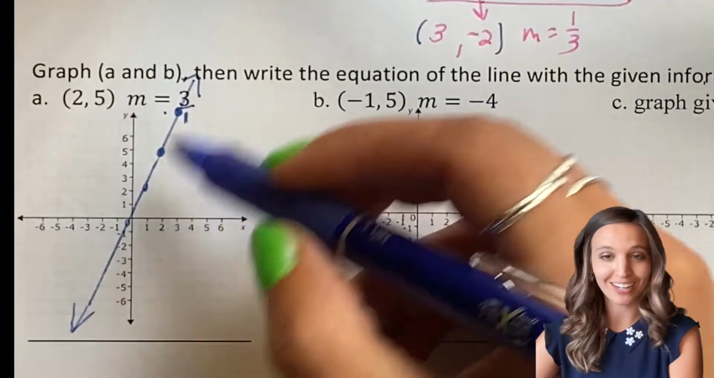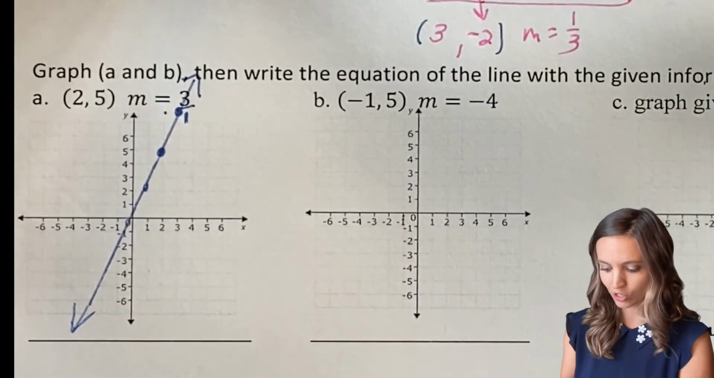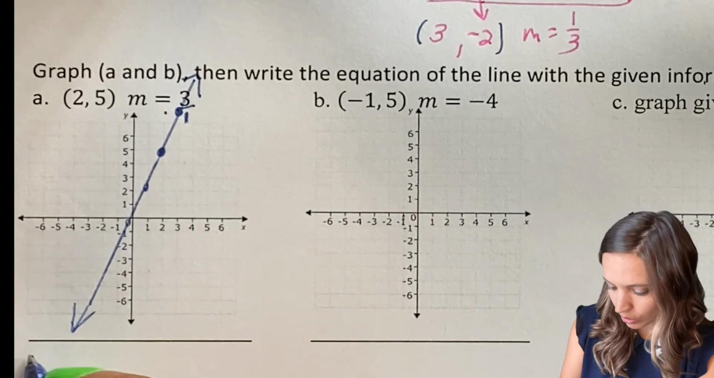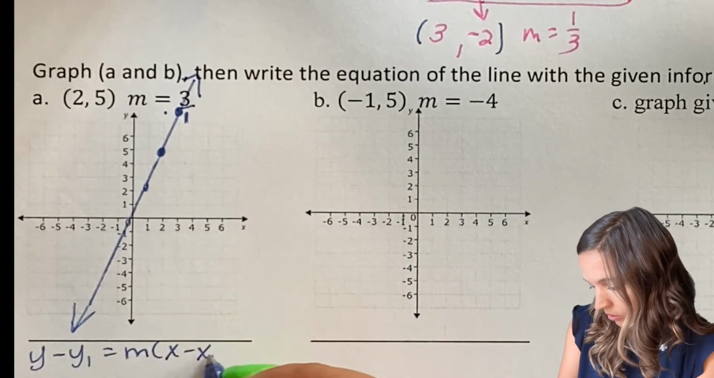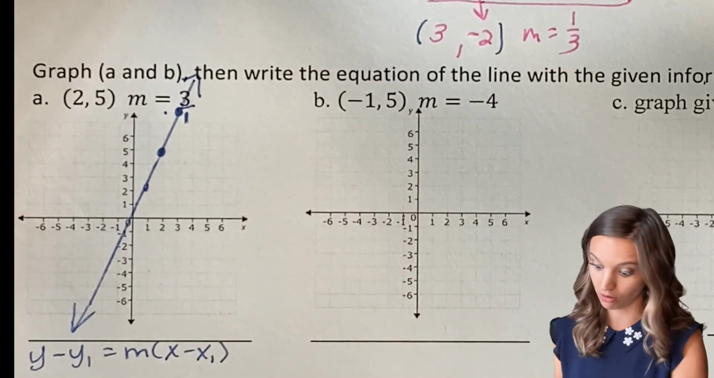Okay, so I've used my straight edge to graph the line, so let's go ahead and write the equation of a line in point slope form. So here, I'm just going to write point slope form below real quick. y minus y1 equals m times x minus x1. The way we're going to remember that is by writing it and thinking it over and over again.